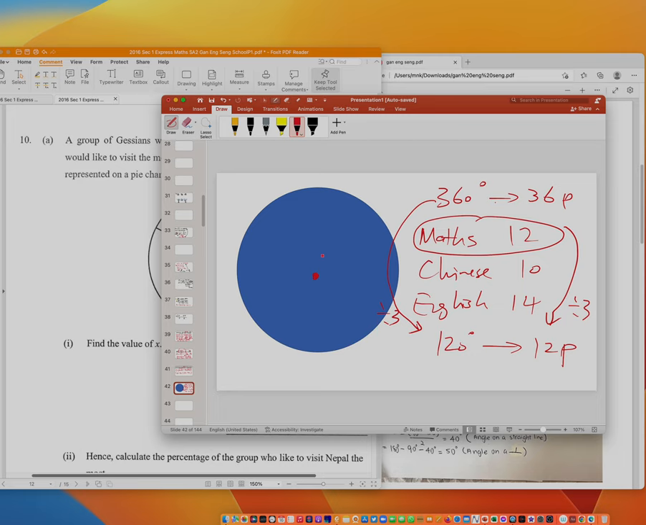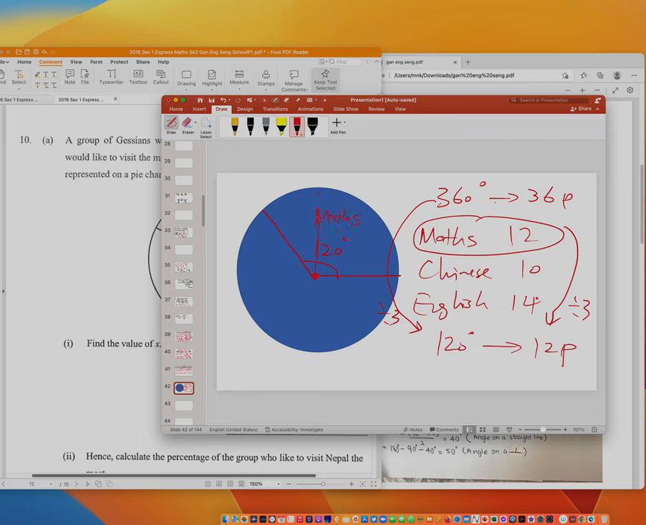So you just use your protractor. Then you just measure, so this is 90, right? So you measure another 30. So this is 120. Imagine this is 120. So this is the math student.